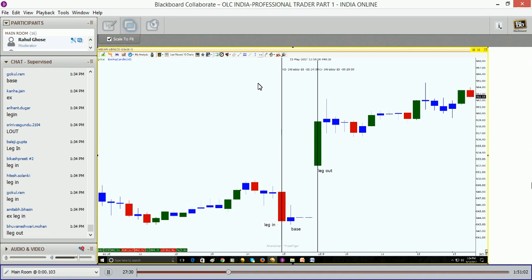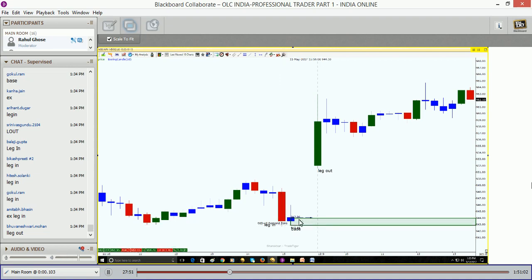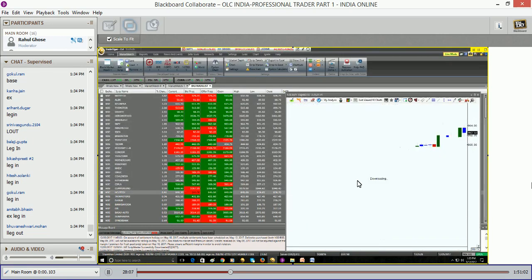I mark it from the highest body of the highest base to the lowest wick of the lowest base. Select my demand zone tool from the top left corner and mark this as my demand zone. I then remove these lines. This becomes my demand zone in Infosys on the 15-minute chart. Let's go to a little more complicated example.